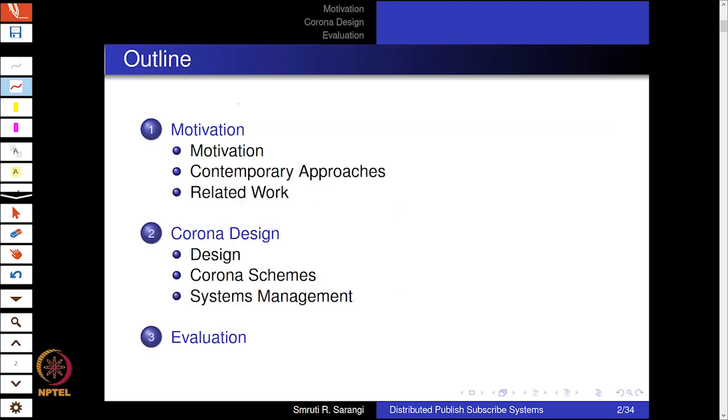First, we will describe the general structure of publish subscribe systems. Then we will discuss the design of Corona. And finally, we will discuss the evaluation results of Corona.